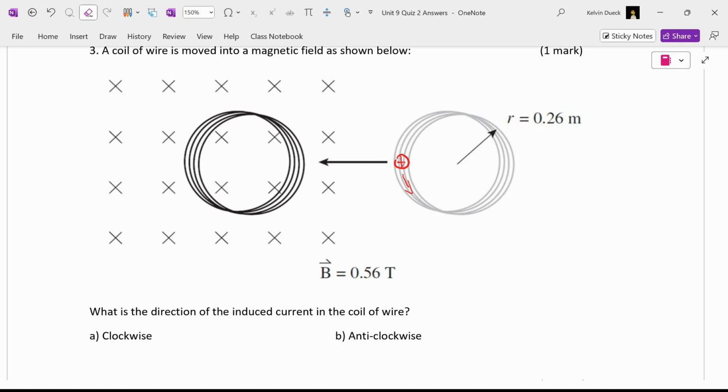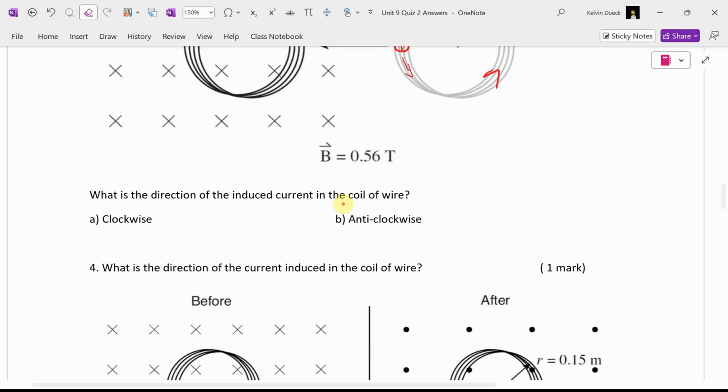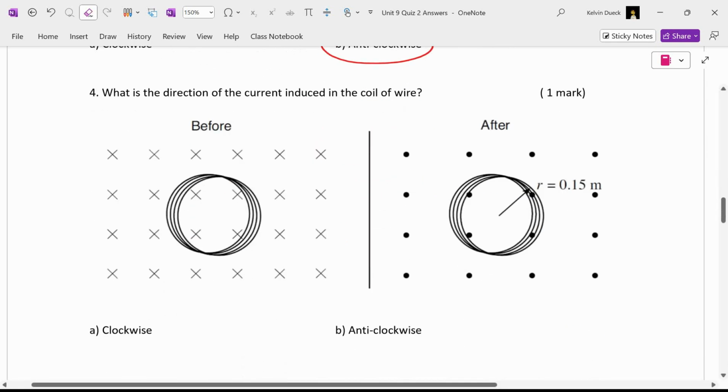Or I could use Lenz's law. As we move into here, we're getting an increasing field into the page. What would resist an increasing field into the page? A decreasing field into the page, or an increasing field out of the page. I could point my right thumb out of the page and curl my fingers in the correct direction, because Lenz's law and right-hand rules still have to work. It is anti-clockwise. For B, here, I would use Lenz's law.